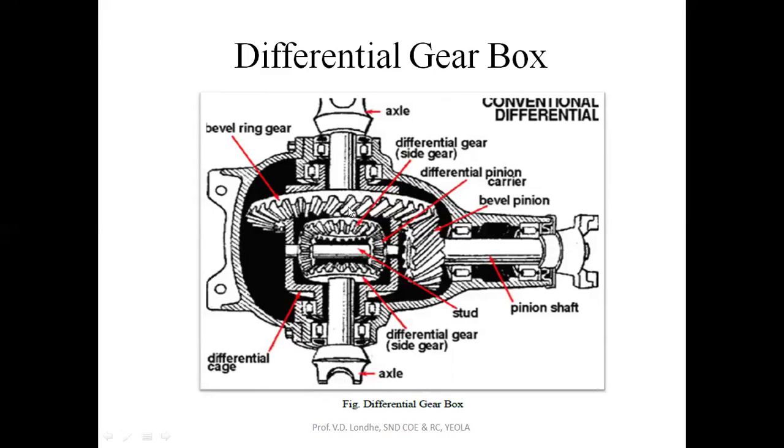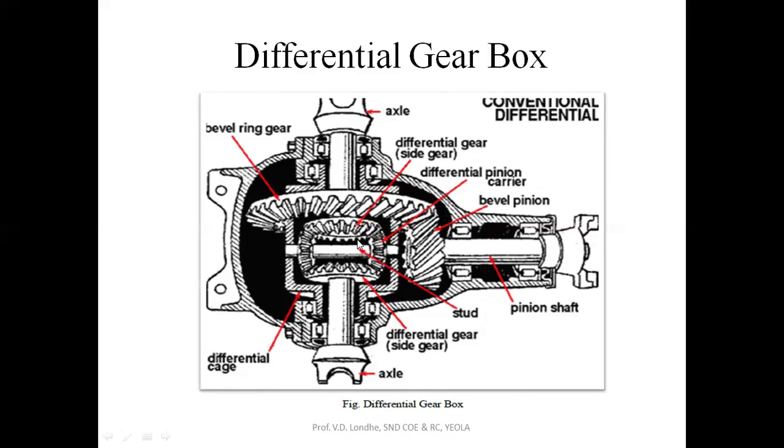Then this is the crown wheel, which is also called the bevel ring gear. And this is the sun and planet gear system. This is the bevel pinion, which is giving input to this bevel ring gear, and this bevel ring gear is now moving this planetary system. Here studs are there. Then this total system is called a cage.